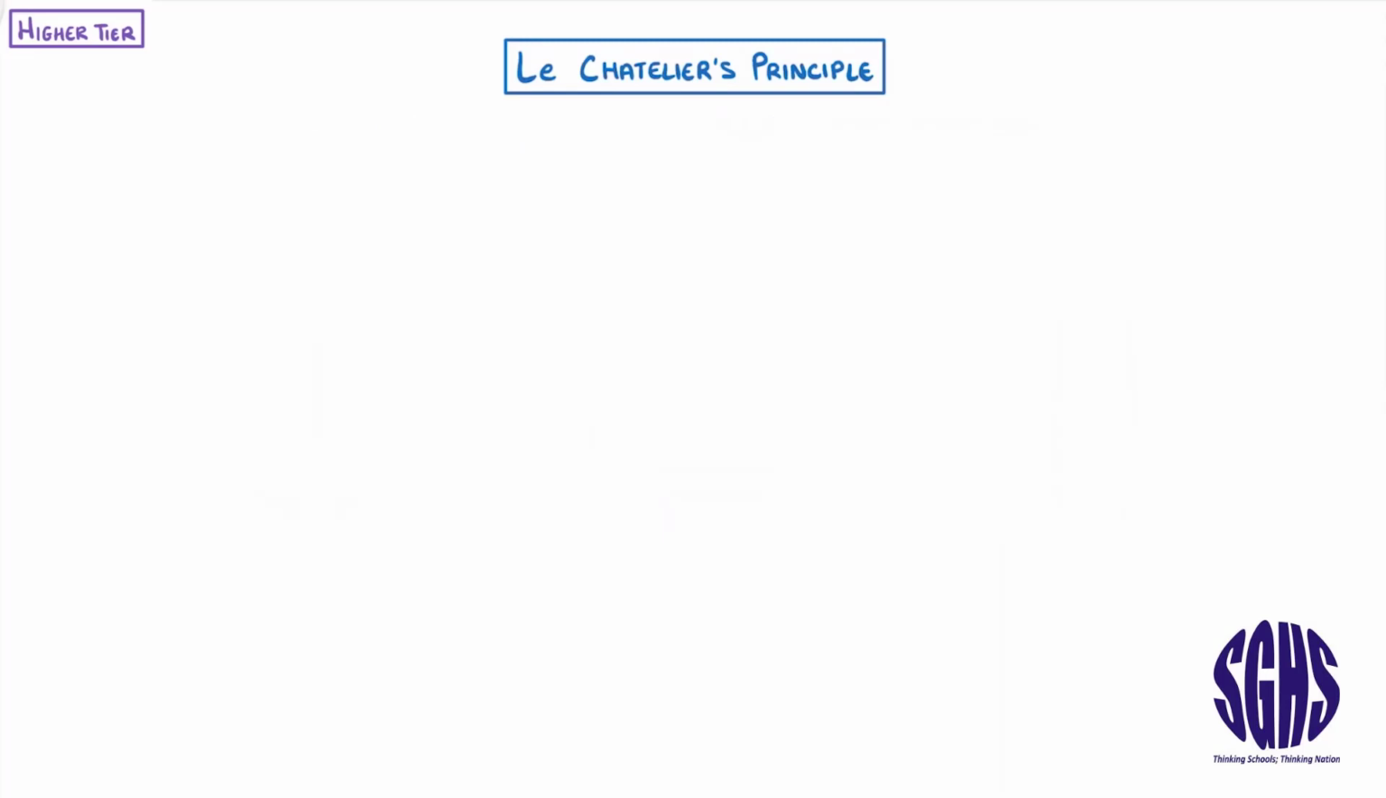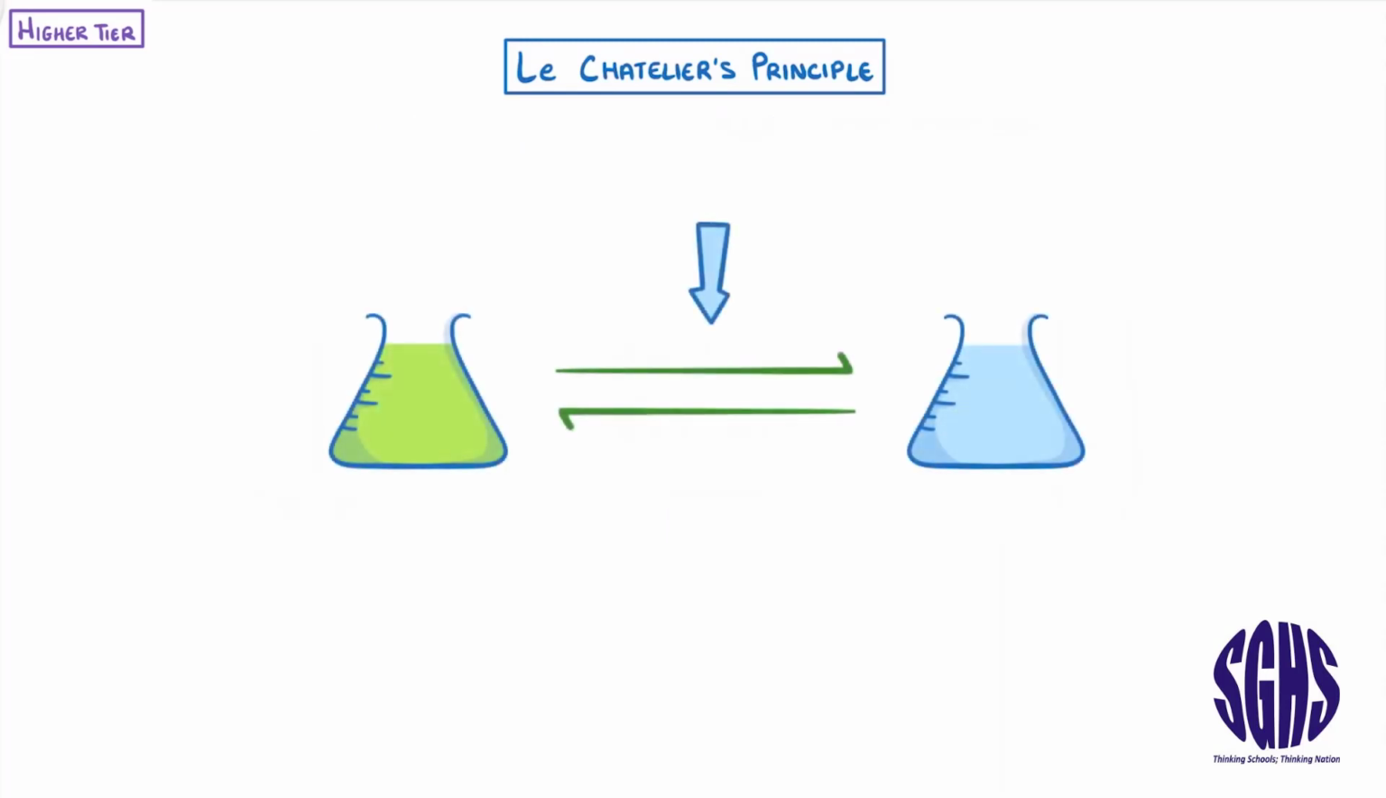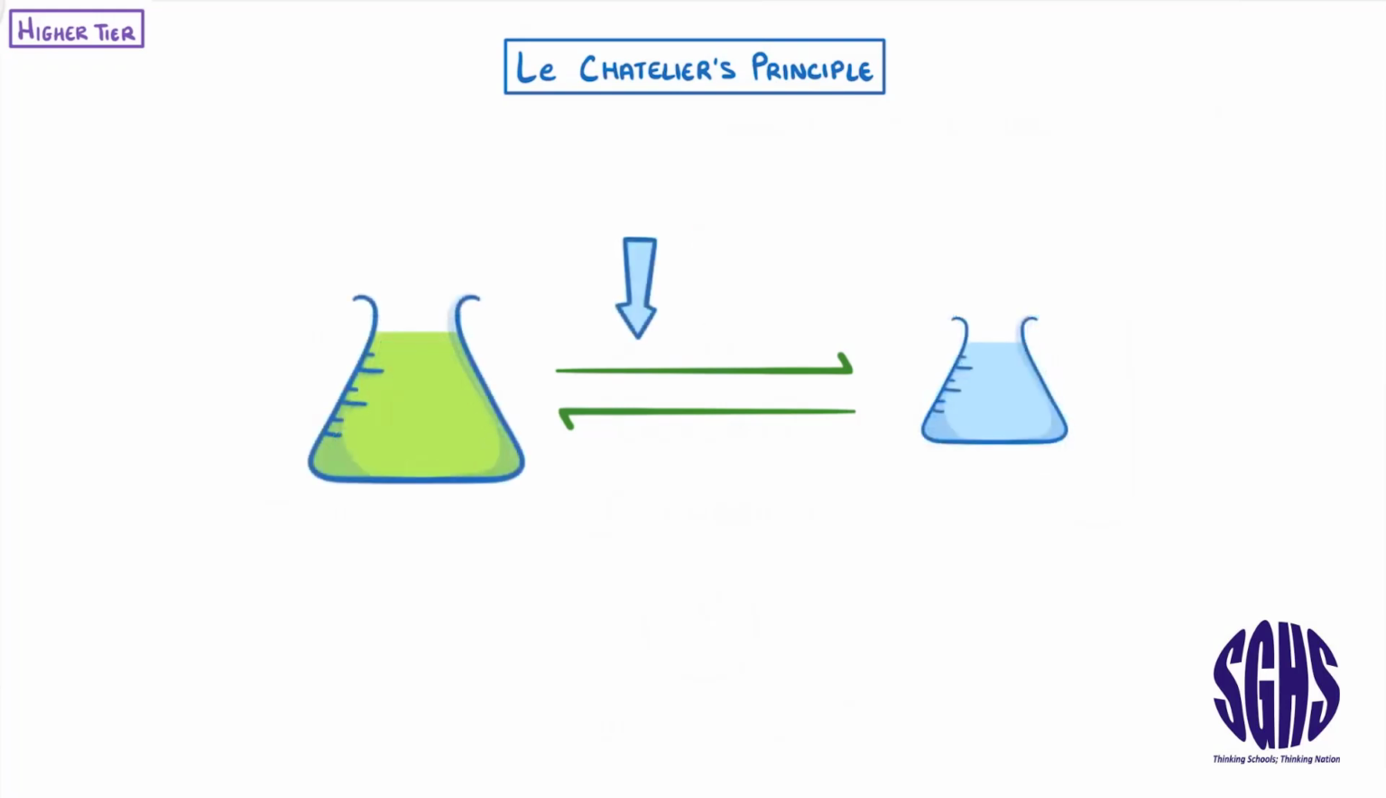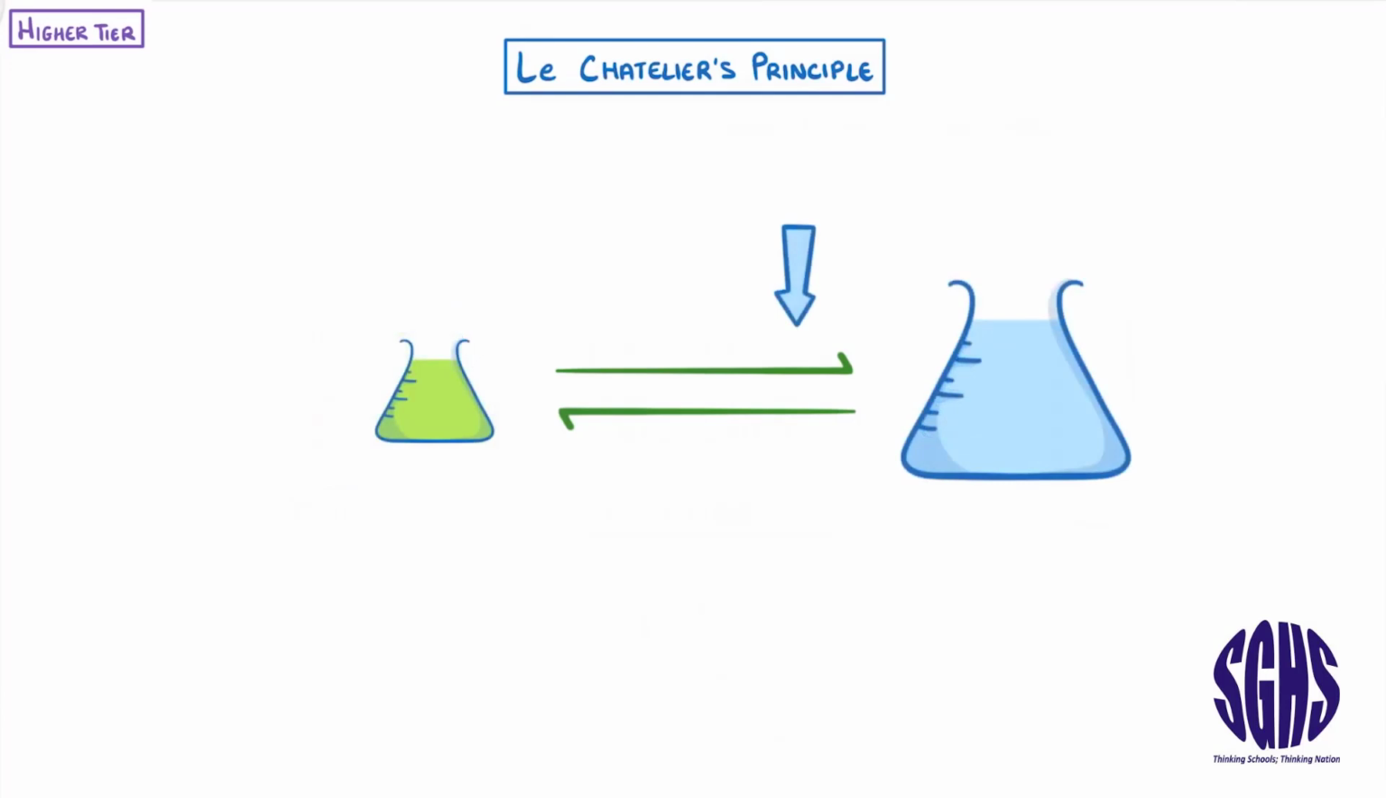We saw in the last video that the position of equilibrium refers to how many reactant particles there are compared to how many product particles there are when at equilibrium. For example, we would say that the equilibrium lies to the left if there are more reactants, and to the right if there are more products.